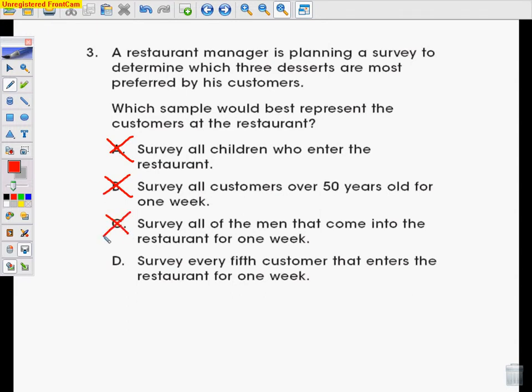D. Survey every 5th customer that enters the restaurant for 1 week. Now this could be representative of the entire population because it's not biased. It doesn't take into account age. It doesn't take into account gender. So this one you can actually use and be representative of the entire population.